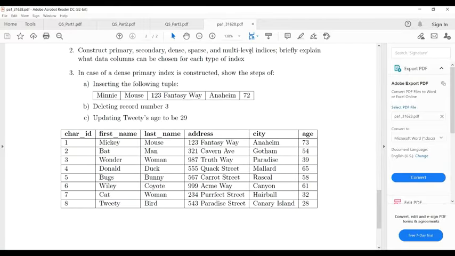We need to construct the multi-level indices. The multi-level indices is very straightforward. We build an index above an index. As the name says, we have many indices. Okay, now please take into consideration if I have multi-level indices, only the first level can be a dense index. Okay, and the remaining indices will be sparse indices in this case.